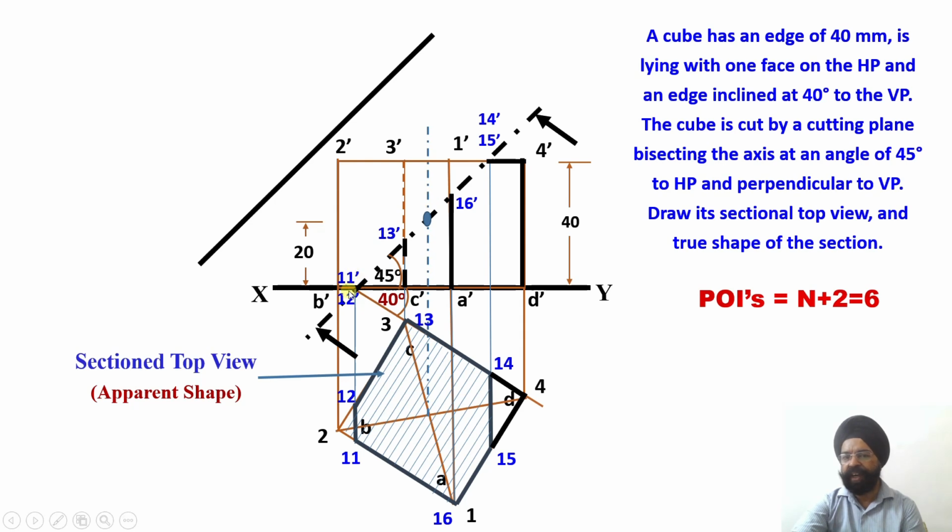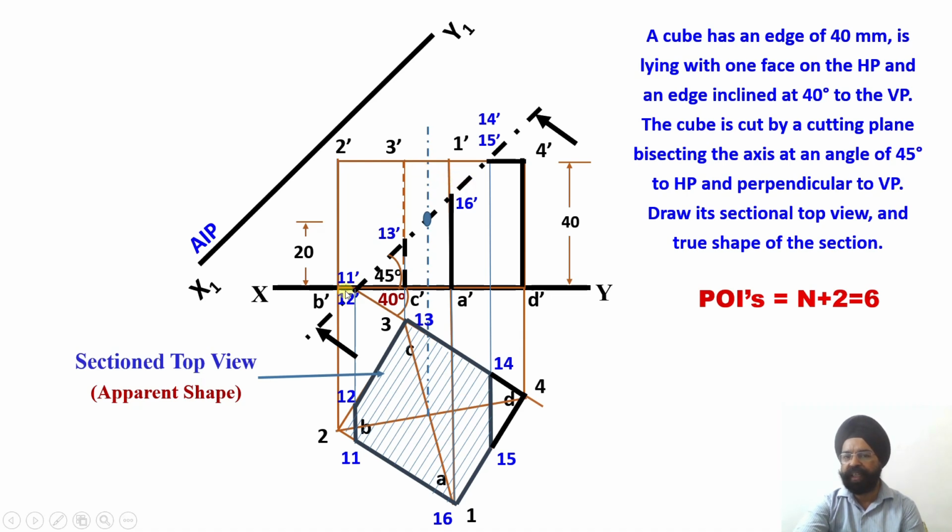Now we are going to draw projectors through these 6 points. You see 11 dash, 12 dash, they are falling at one point. 13 dash and 16 dash, they are unique points. And then 14 dash and 15 dash, they are also coinciding with each other. So 4 projector lines we are going to get, and we will be obtaining 6 POIs in the top view over here. So please see X1, Y1, it is an AIP which has been drawn parallel to this cutting plane.